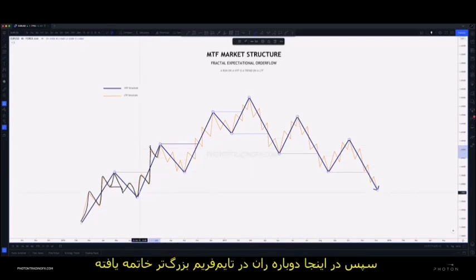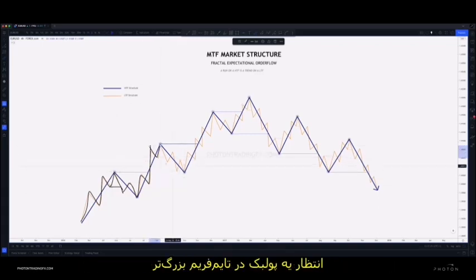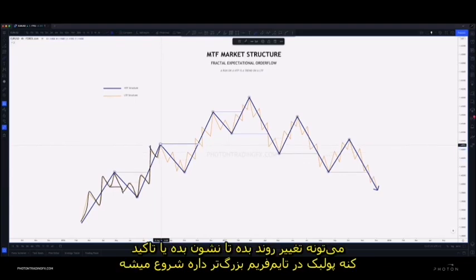And then again, price starts to end the higher time frame run. After the higher time frame break of structure, what do we expect? We expect a higher time frame pullback. Now, what can the lower time frames do? It can then change trend to show or confirm that the higher time frame pullback is now commencing.